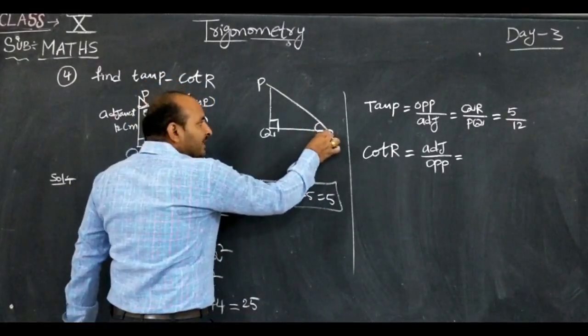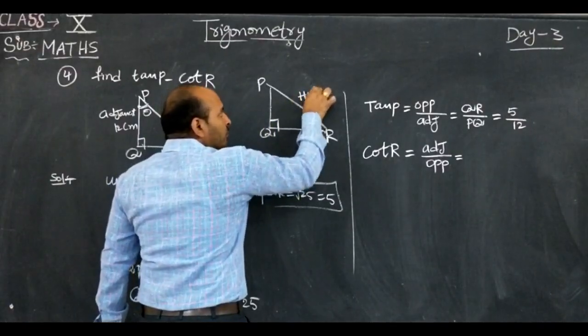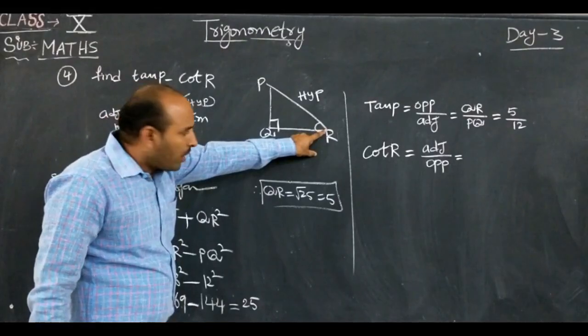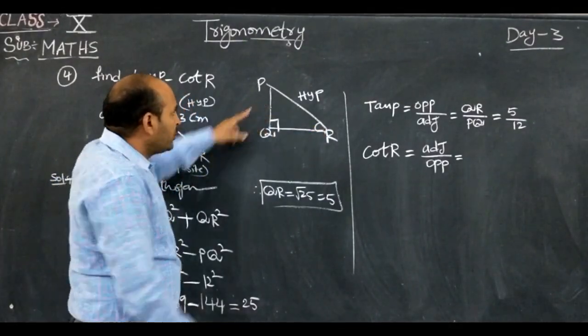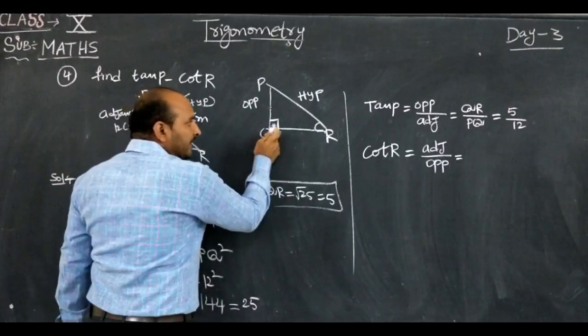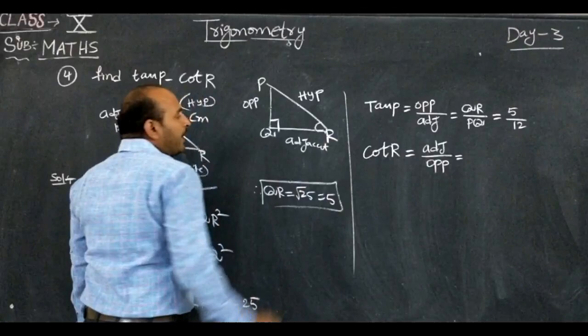So now this is the exact opposite, 90 degrees to the side. This is the hypotenuse, and the angle is present at R, which is exactly opposite to PQ. This is the opposite side, this is the adjacent side. What is the hypotenuse value?